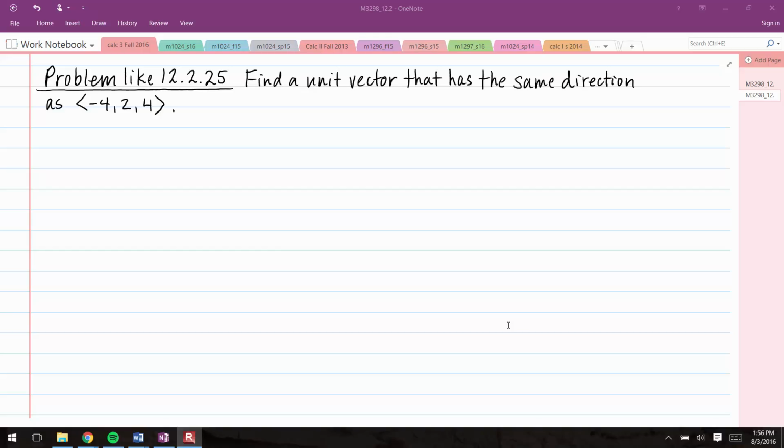In section 12.2, number 25 is a suggested problem. What I'm going to do is a problem like that one. Find a unit vector that has the same direction as vector -4, 2, 4. So a little bit different notation than problem number 25, but we have our x, y, and z component in that order. So first of all, a unit vector has a little formula associated with it.